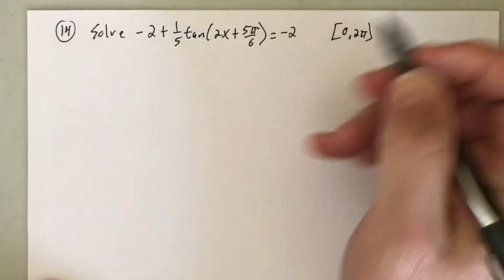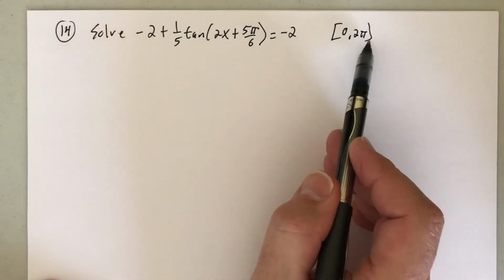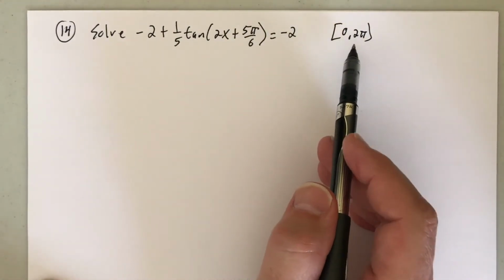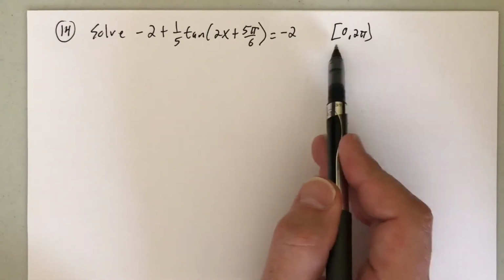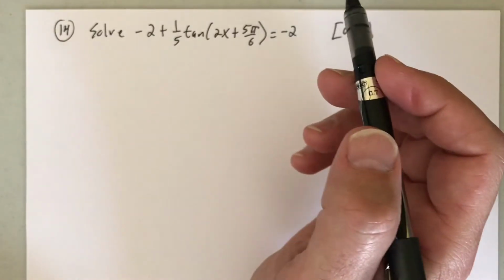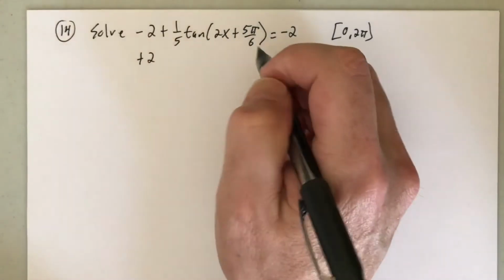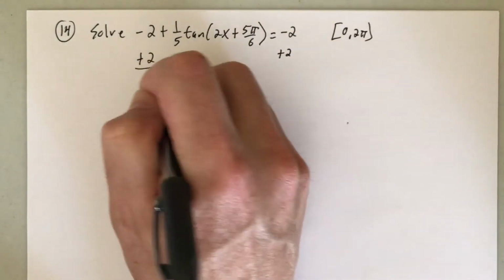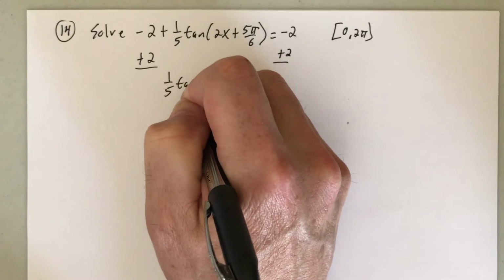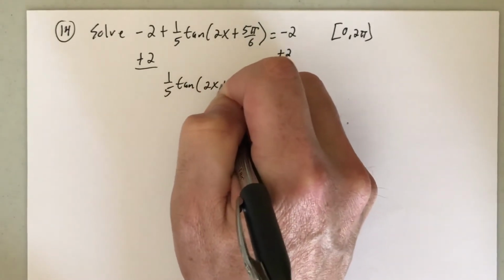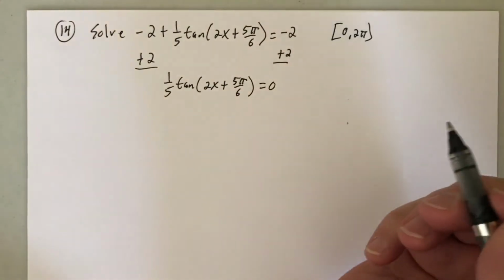0 to 2 pi. So now I know the period for tangent in general is pi. We're going from 0 to 2 pi, so whatever we do, in the end, we have to make sure we get any solution that's within this interval right here. So let's start off by getting tangent by itself. So we're going to add 2 to both sides, and that's going to give me 1/5 tan (2x plus 5 pi over 6) is equal to 0.